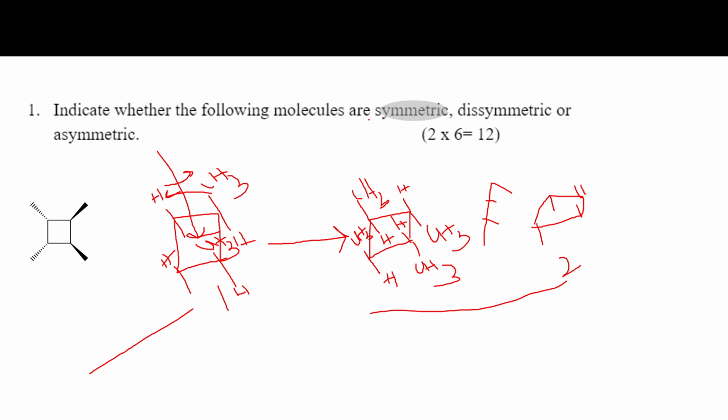So this one and this one are exactly the same. If they are exactly the same, this molecule has the Sn property of symmetry, and this Sn is S2, a 180-degree rotation followed by reflection. So this molecule is symmetric. The answer will be symmetric.